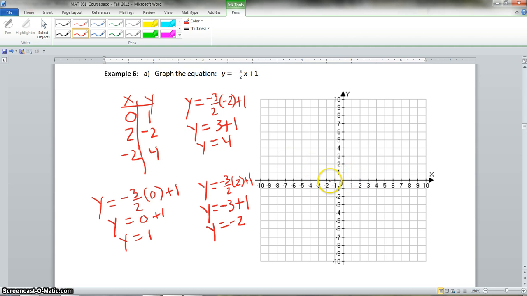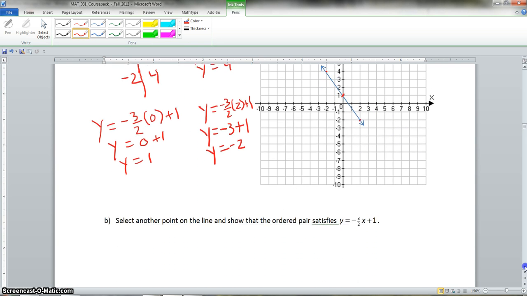Now we will graph that. We have 0, 1. We start at the origin, go up 1. That's 0, 1. And then now we have 2, negative 2. Start at the origin, go 2 to the right, and then we go 2 down. Plot that point. Now we add negative 2, 4. We start at the origin, we go 2 to the left, and we go 4 up, and plot that point. Now we need to graph the line. Now as you see here, we plotted the line here. So now we scroll down to the next problem.